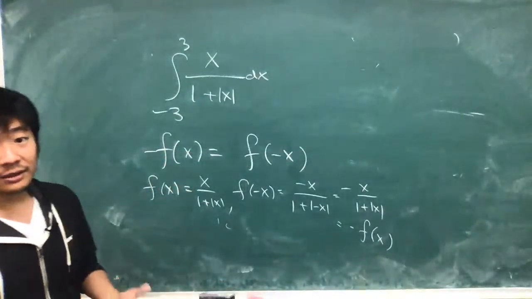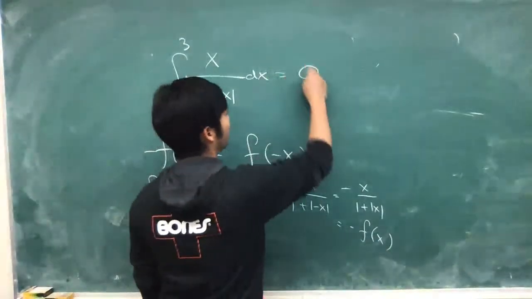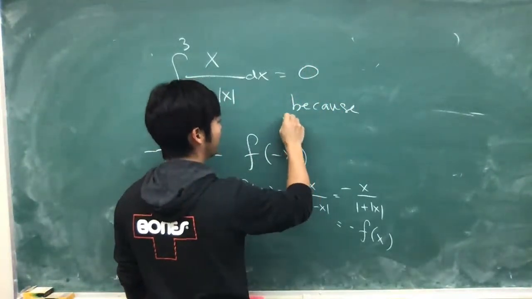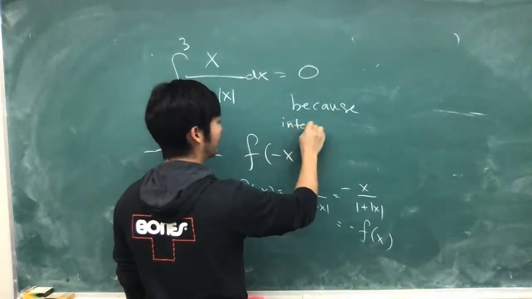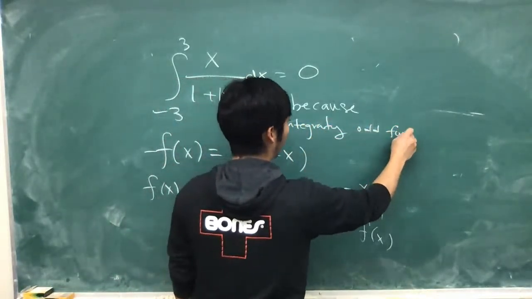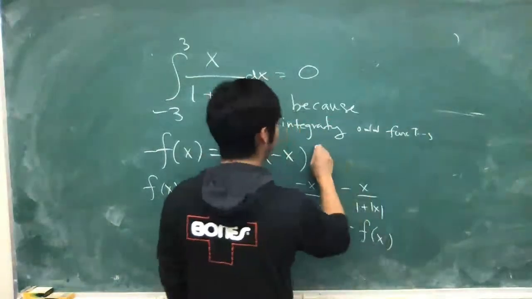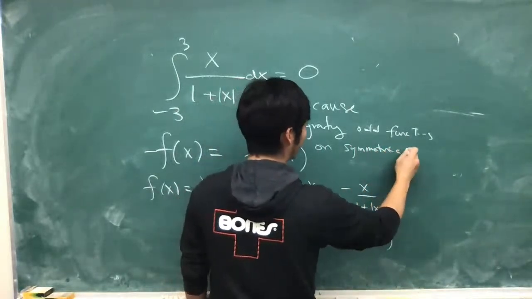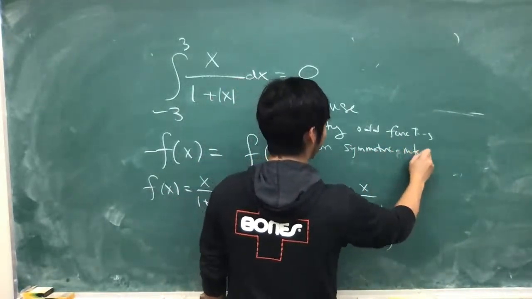So it's an odd function, so this thing is just 0 because of integrating an odd function on a symmetric interval.